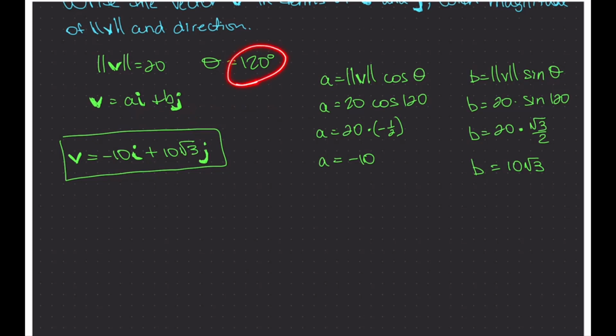So where's 120 degrees? What quadrant? 2. And in the second quadrant, our x's are always negative, and our y is going to be positive, right? So in a nutshell, it helps you double check it. That should be negative and that should be positive because we're talking about 120 degrees. Does that make sense? Not too bad?